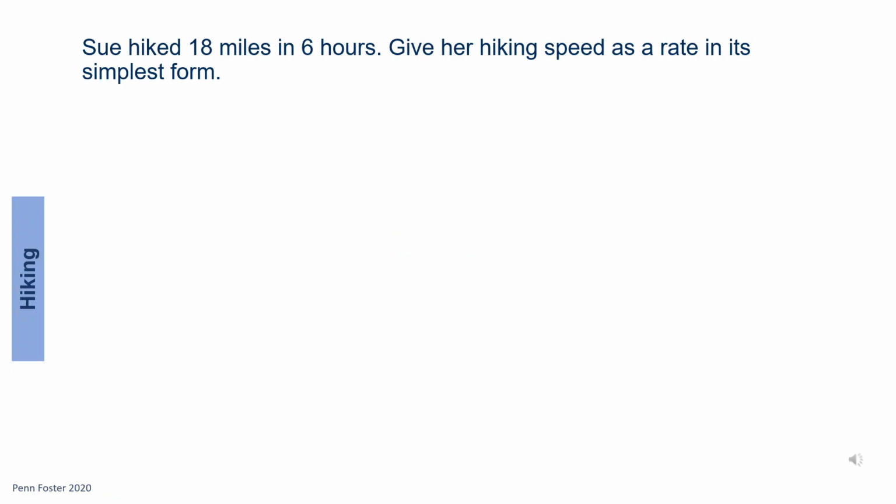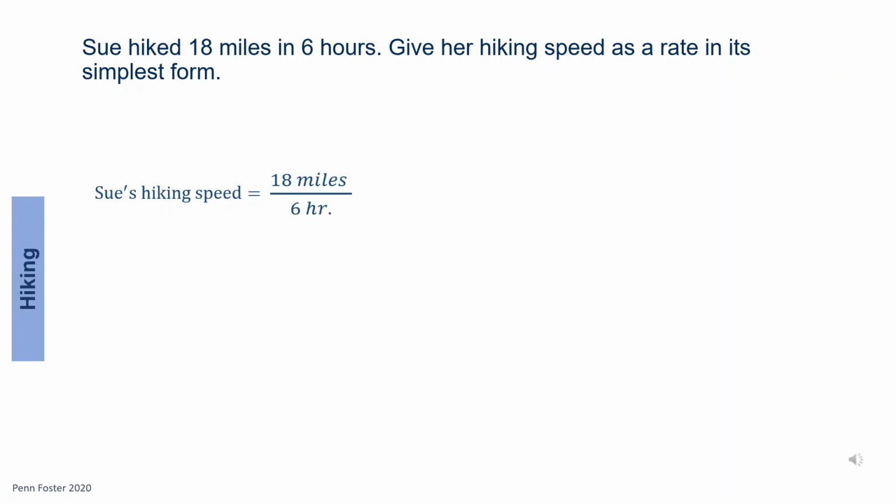First, read the problem to take note of given information. Sue hiked 18 miles in 6 hours. Give her hiking speed as a rate in its simplest form. Begin by writing out the rate as a fraction.